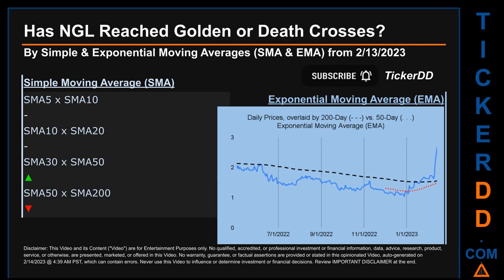Continuing with SMA, we looked across the 5 to 10, the 10 to 20, and the 30 to 50-day ranges to see if golden and death crosses had been reached. We found a golden cross signal for the 30 to 50. We could find neither a golden cross nor a death cross signal for the 5 to 10 and the 10 to 20.